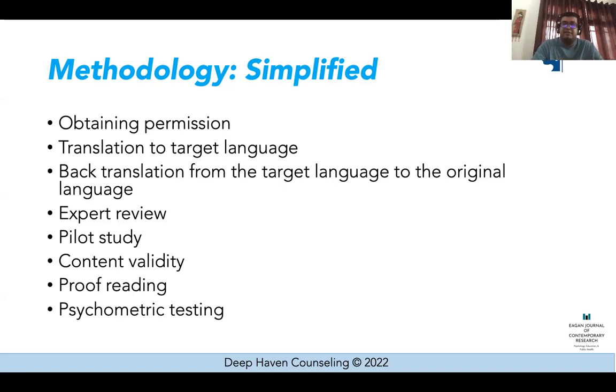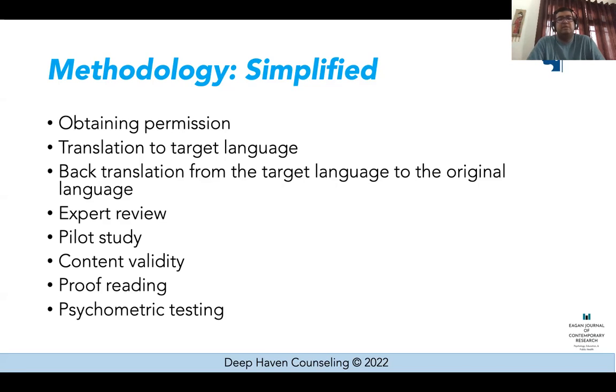And then we take it through expert review. We'll talk about what expert review is. And then we do take it under a pilot study. And then we can do content validity. You can get some amount of validity. Okay. And then you can then do the proofreading, and finally the psychometric testing. So this is the process.